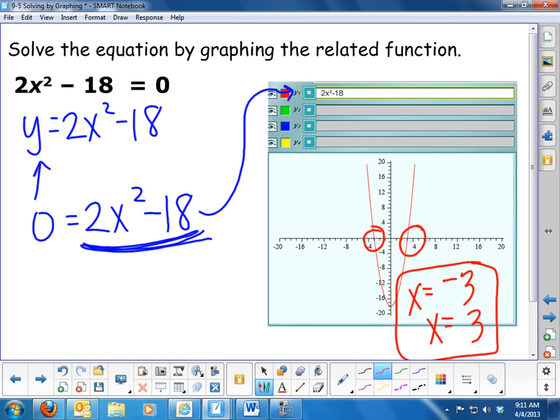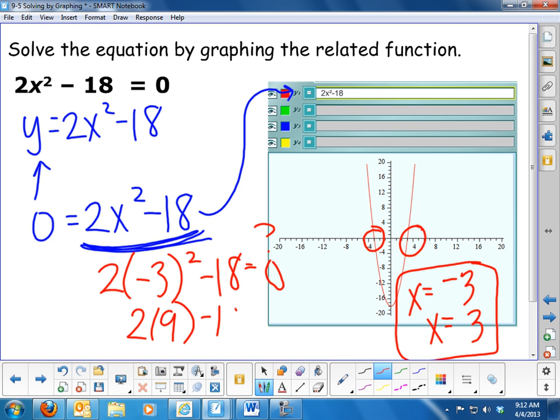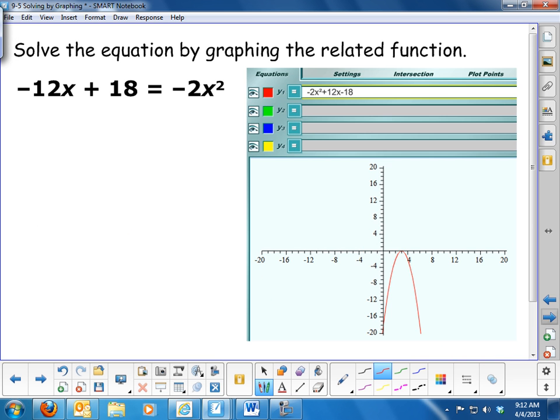If I plug these into my quadratic, let's see if they work. 2 times -3 squared minus 18, does that equal 0? Well, -3 squared is 9. 2 times 9 is 18. 18 minus 18 is 0. So this answer does in fact make my quadratic equation work. When I plug in x equals +3, +3 squared is still 9. 18 minus 18 is 0. So do you see how these are the two values of x that make my equation true, that make it equal 0?